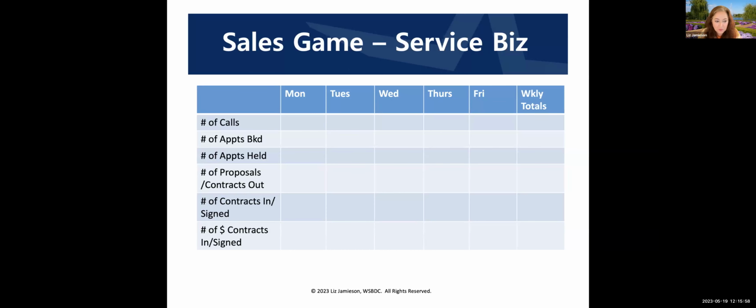This is what I did in my web business. These were my sales activities that I measured for every day and kept them going. This is how I got momentum, right? And built a business doing web design using this method. I was doing B2B, right? Business to business.